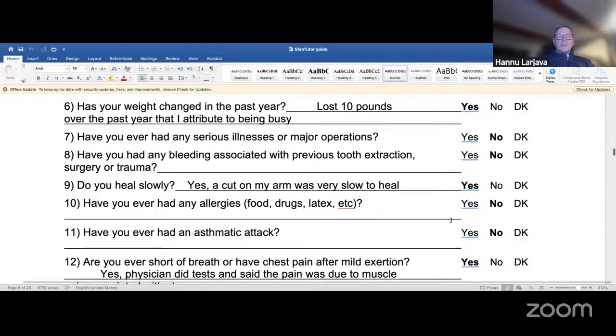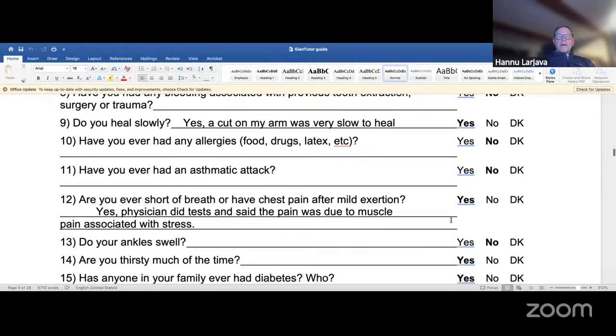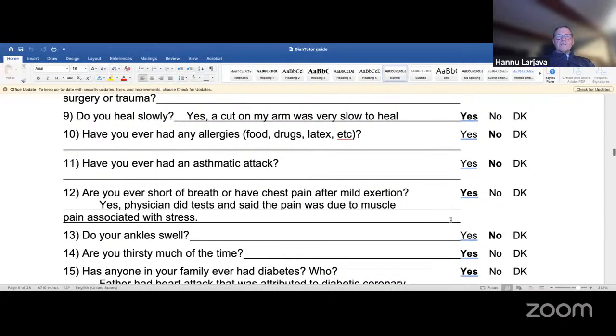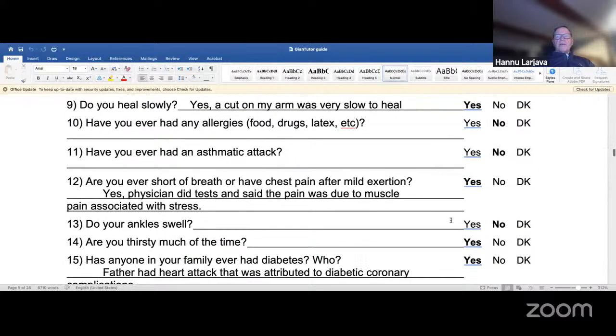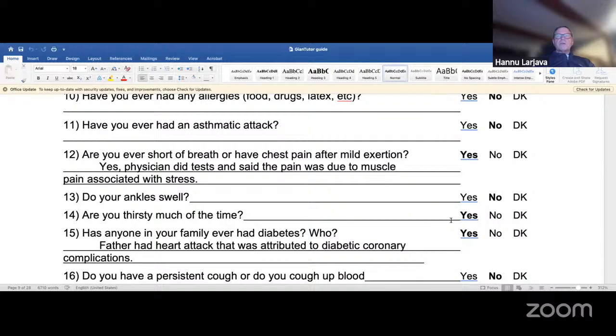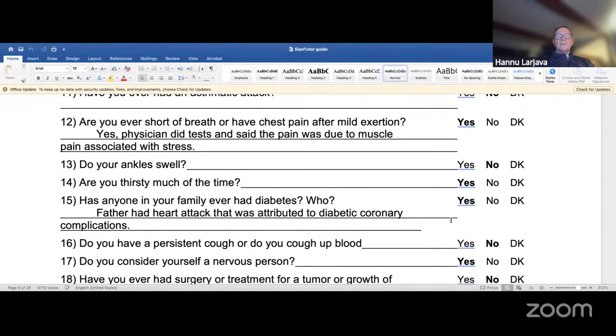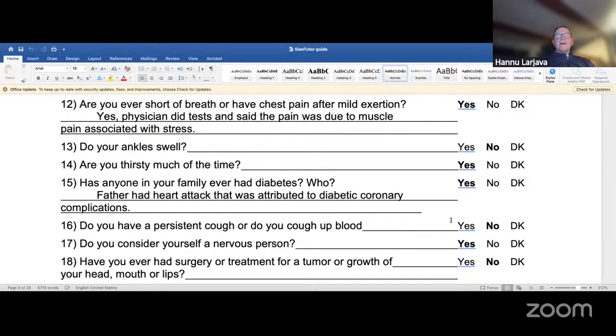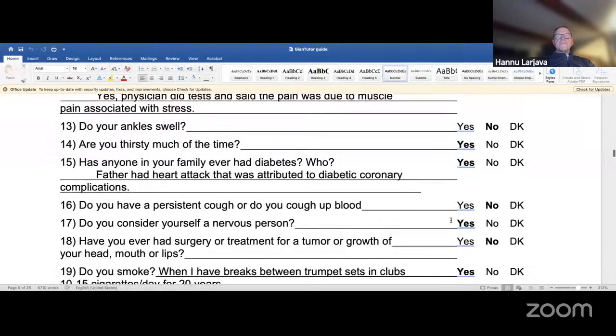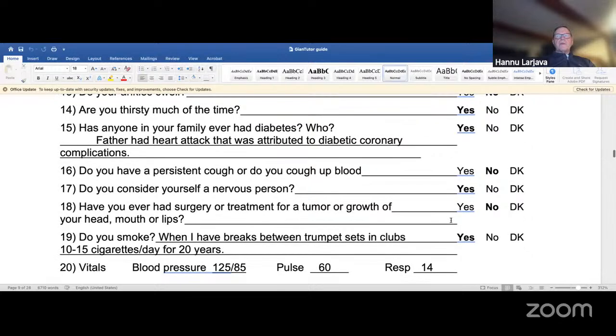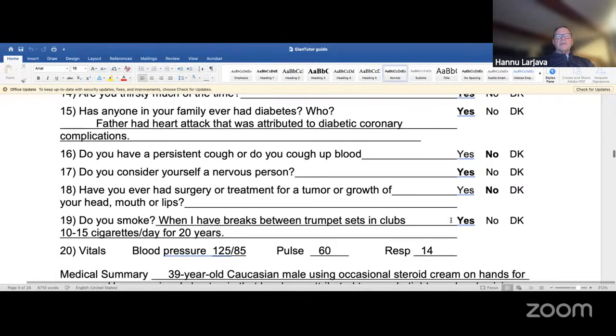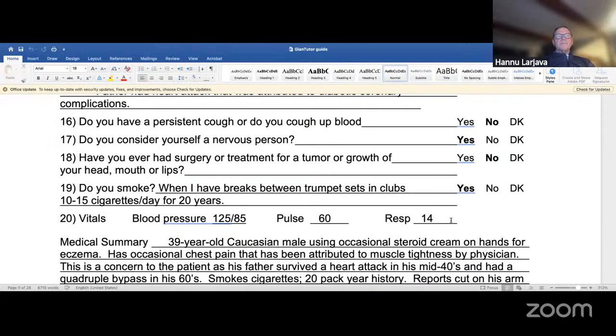No allergies, no asthma. Chest pain: the patient ticked that heart condition. There's a physician, so his doctor said that the pain is related to muscle pain associated with stress. So no heart condition was diagnosed. Patient feels thirsty often, and his father had a heart attack. And he thinks that he's a pretty nervous patient. He smokes quite a bit, 10 to 15 cigarettes per day for 20 years.